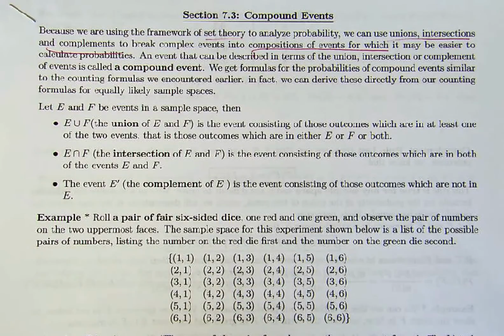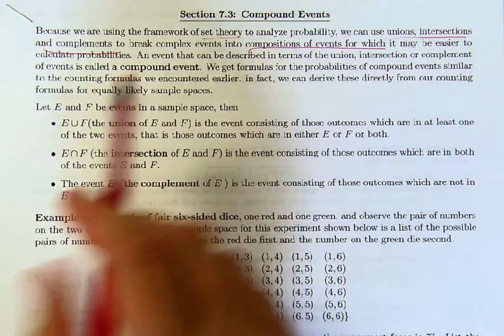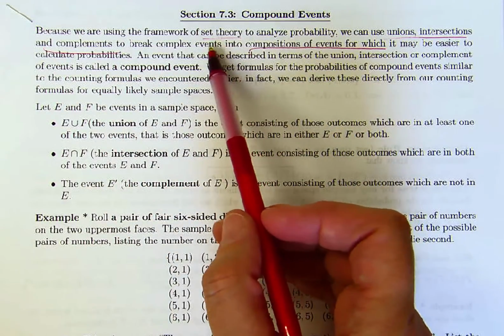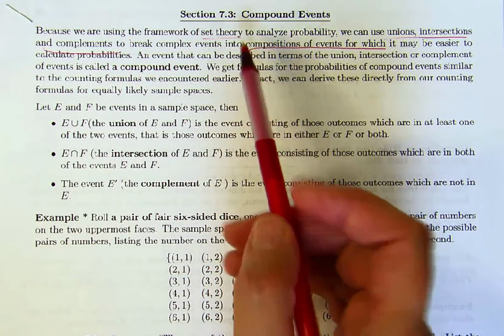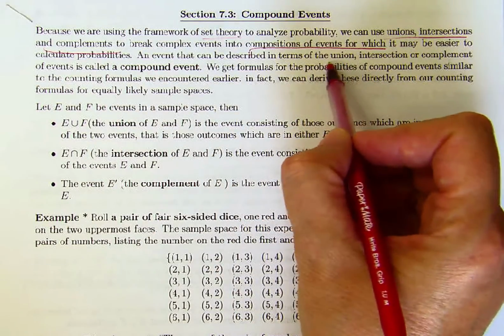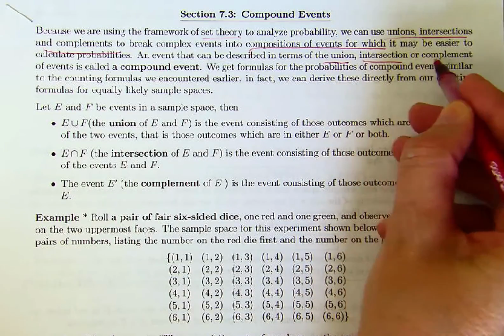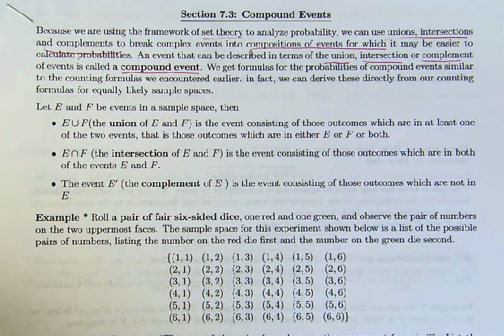Because we're using a framework of set theory to analyze probability, we can use our knowledge of unions, intersections, and complements to break down complicated events into compositions of smaller events for which it might be easier to calculate probabilities. An event that can be described in terms of the union, intersection, or complement of other events is called a compound event. We can get formulas for the probabilities of these compound events just as we did when we were counting the numbers of objects in these complicated events.